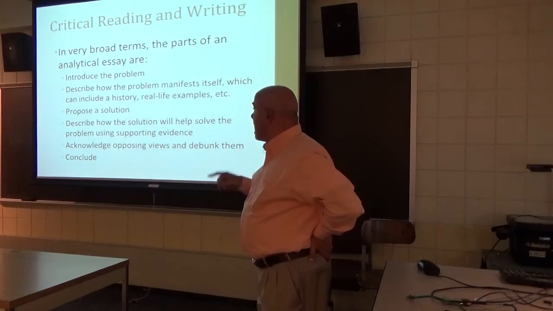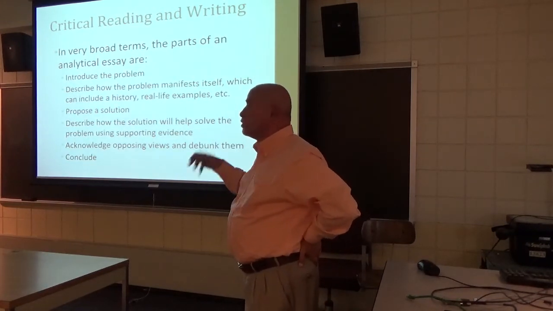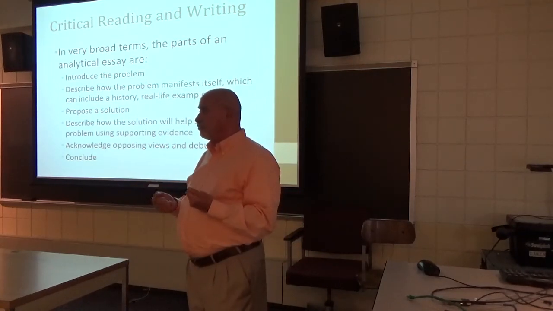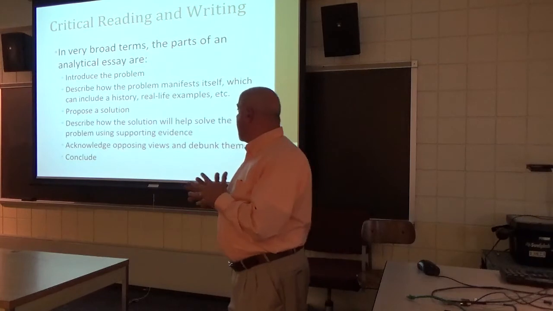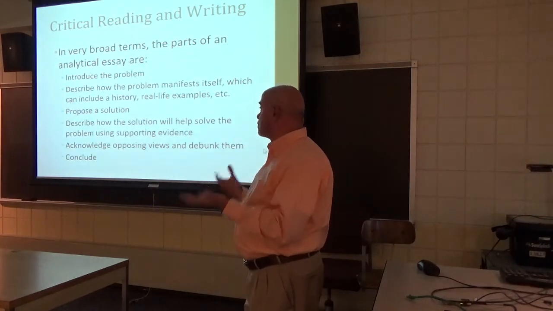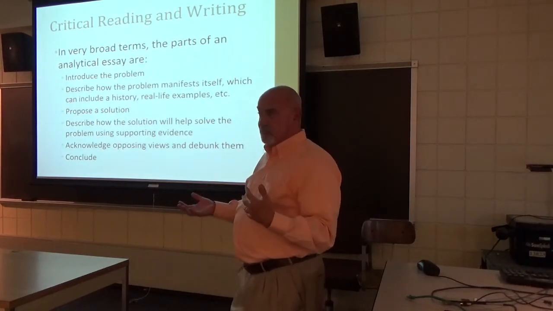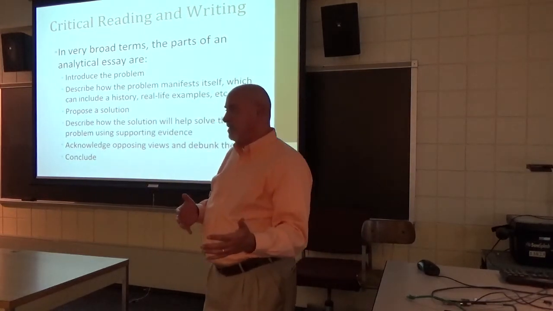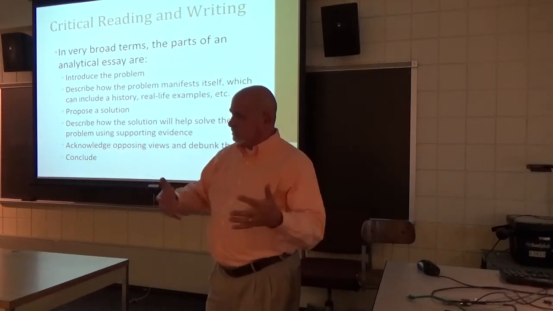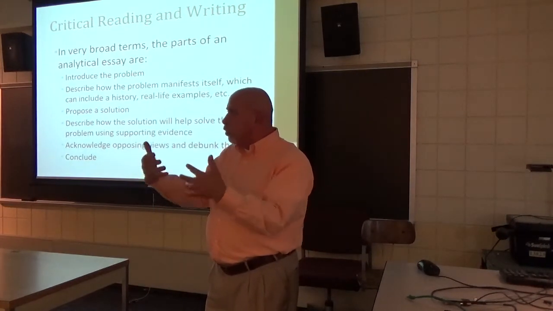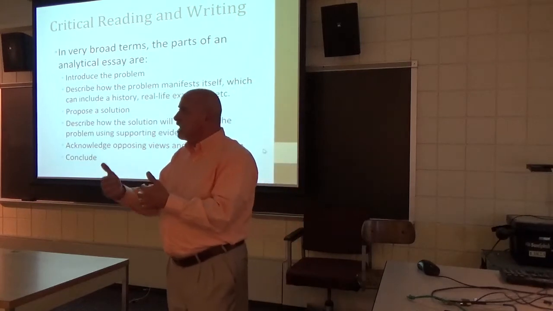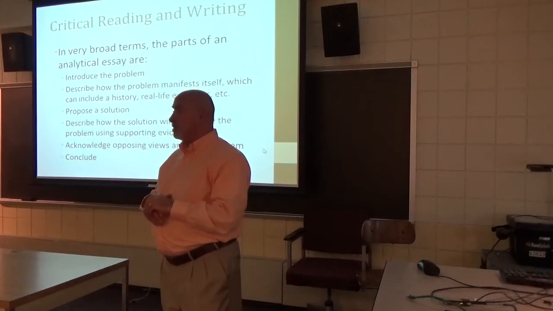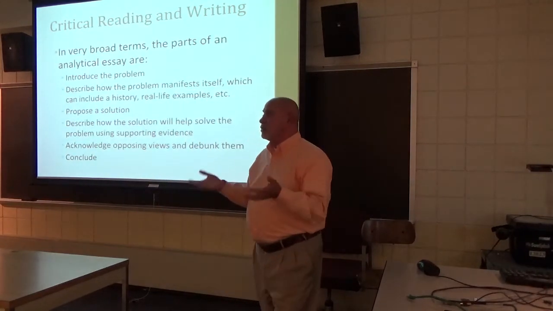Now, describe how the solution would help solve the problem using supporting evidence, which is really the heart of your argument. Of course, another thing you need to do is to acknowledge opposing views and debunk them. If you support Coe, you have to bring up Broman and explain in more detail why Broman's argument is weak in relation to Coe's, or some of the other authors. And in the end, conclude.